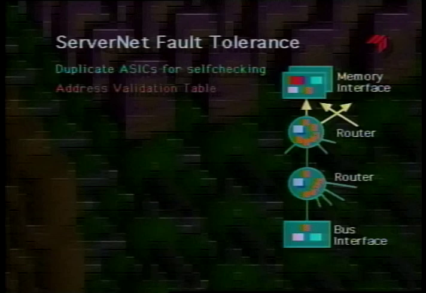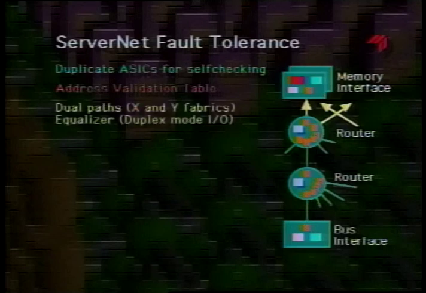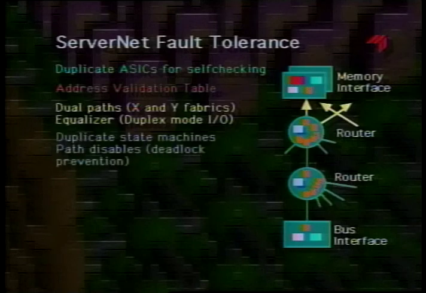Another key fault-tolerant feature is the router support for dual X and Y fabrics, and the router supports special duplex mode I/O, which we call the equalizer. That's the mode where the inbound I/O is sent to both sides to maintain both memories in synchronism. The router designs themselves also have a number of fault-tolerant features, including duplicate state machines, so that we can detect failures in the control logic of the routers.